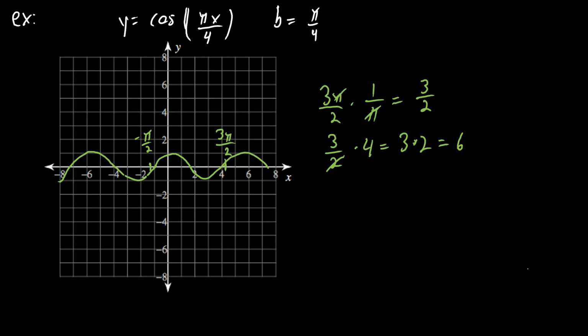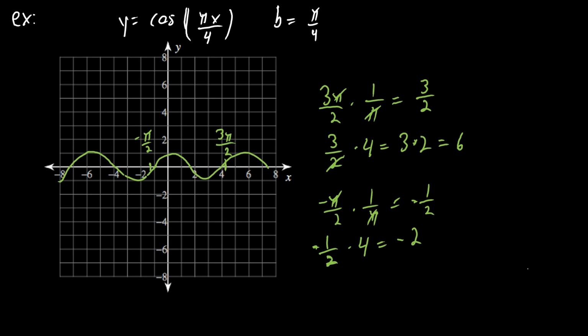We can do the same thing for the other side. We have negative pi over 2. That is compressed by pi, which means that pi cancels. And I'll just write it out. This equals negative 1/2. And then we have a horizontal stretch of 4. Take that 1/2, multiply by 4, and we come out with negative 2. So our new x-intercepts are 6 and negative 2.